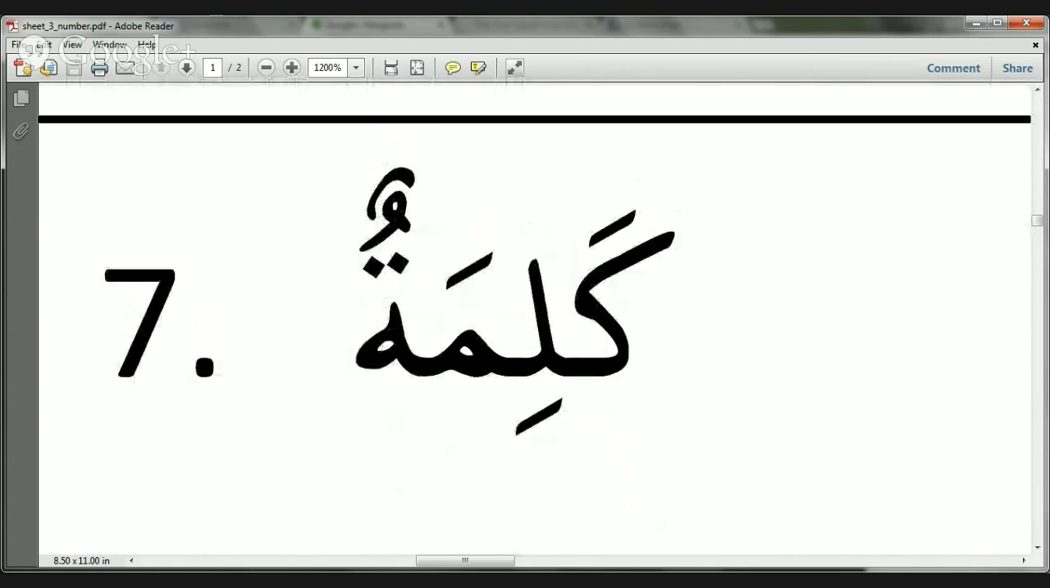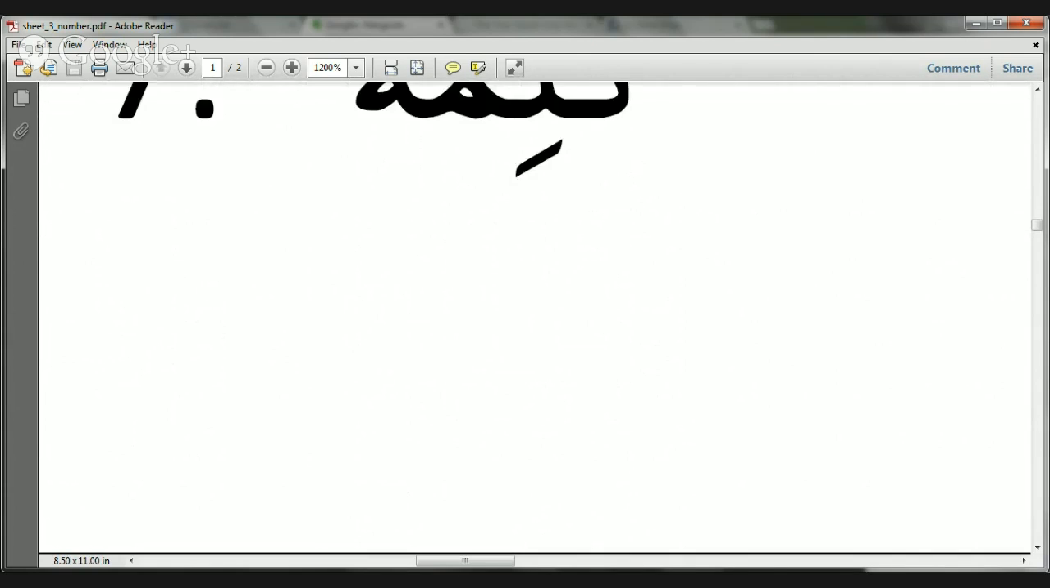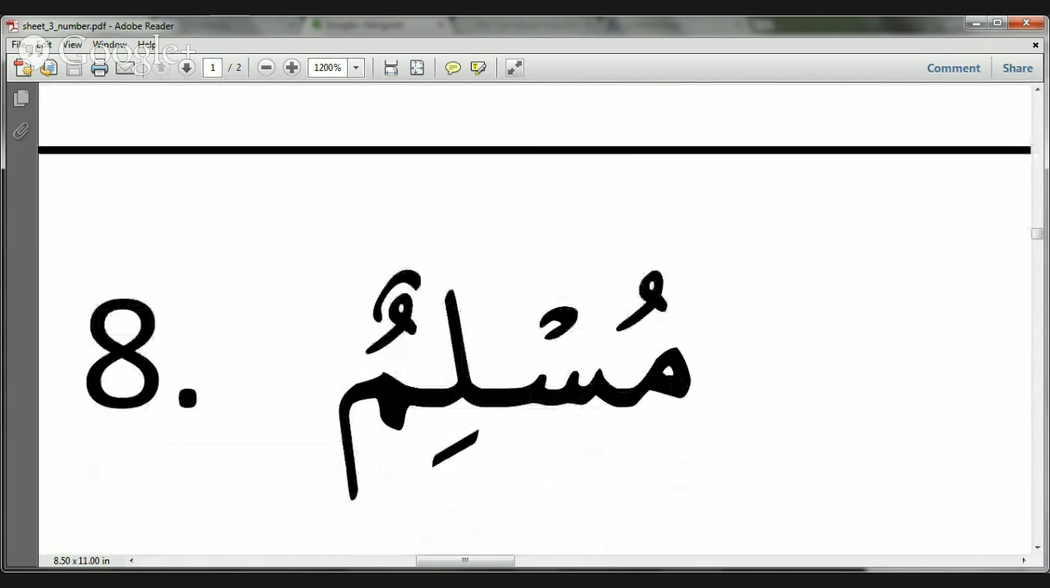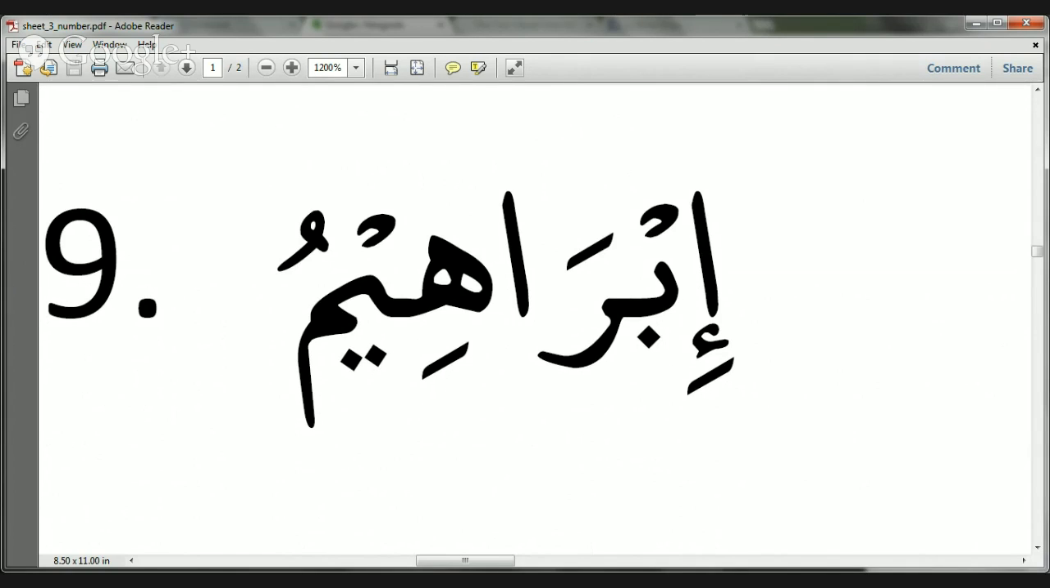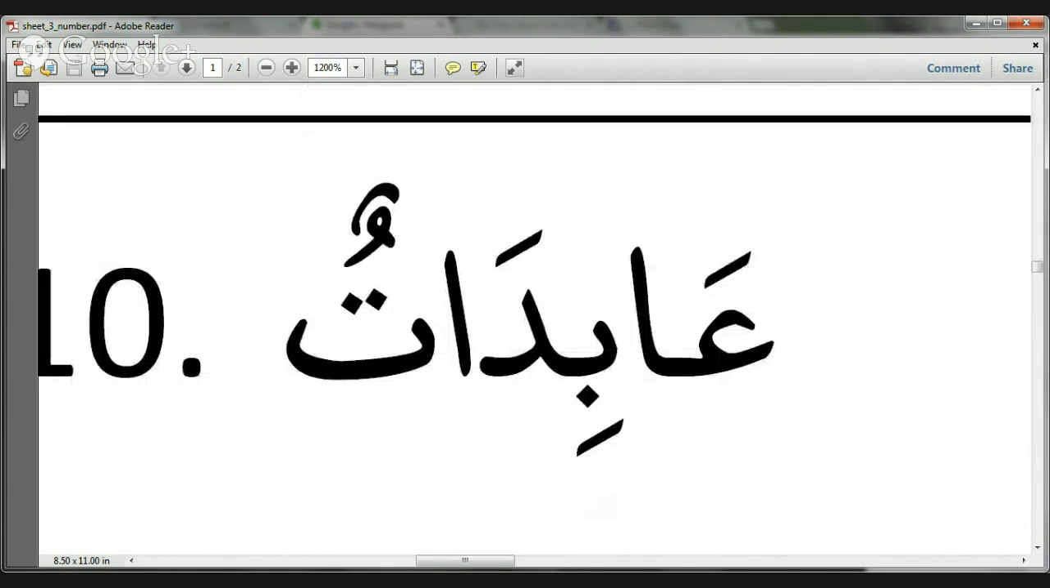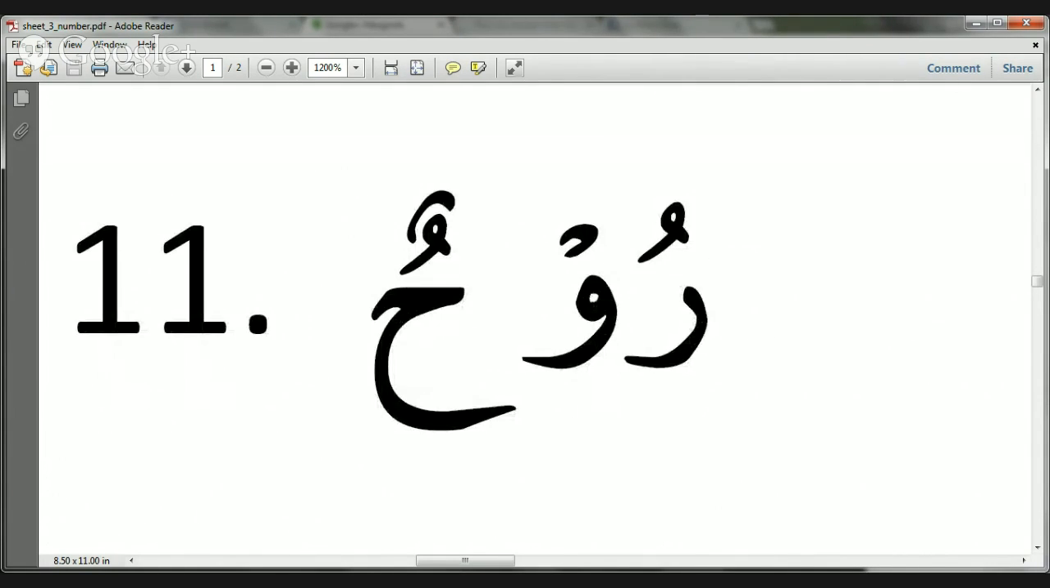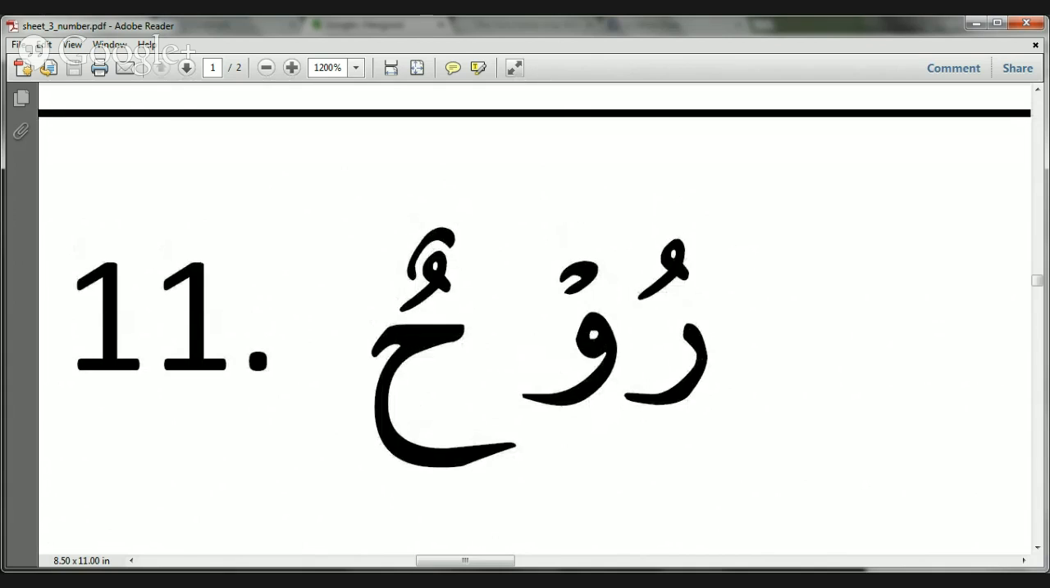Kalimatun. Good. Muslimun. Good. Ibrahimu. Singular. But it's imu. Singular. Good. Abidatun. Sound. What type of plural? Just for extra points, masculine or feminine? Feminine. Good. Ruhun. Singular. Good.